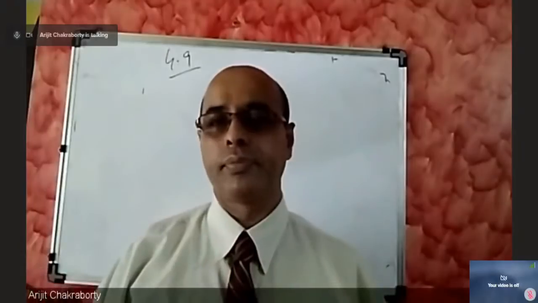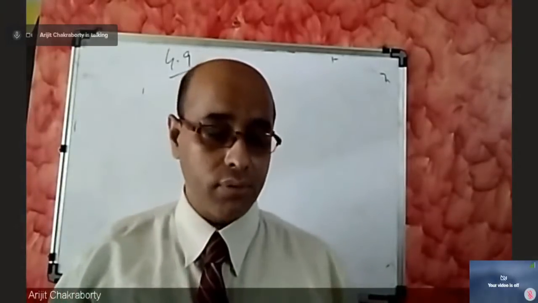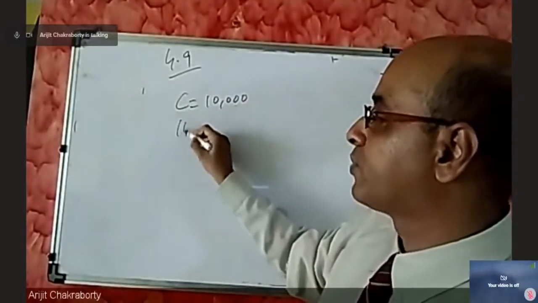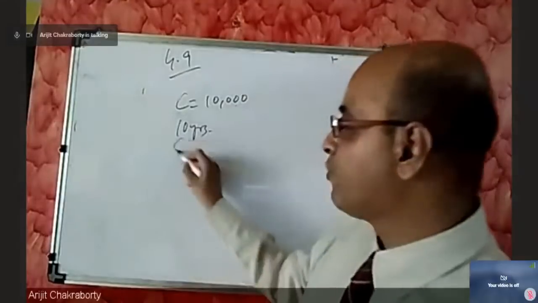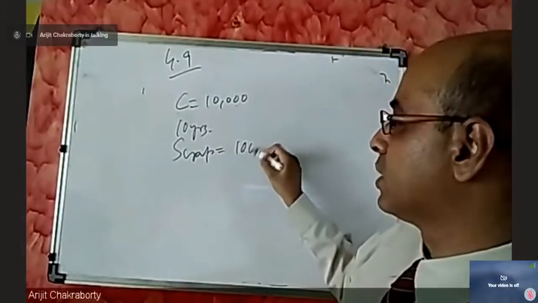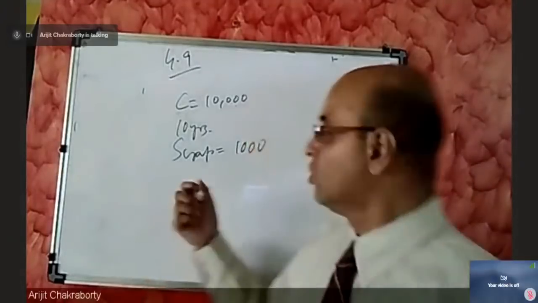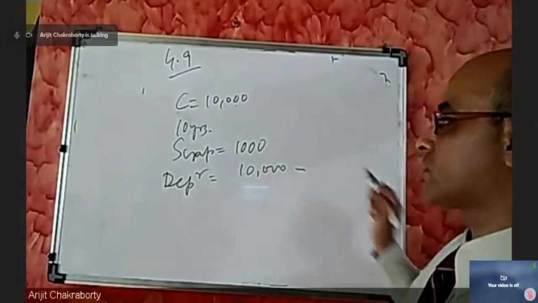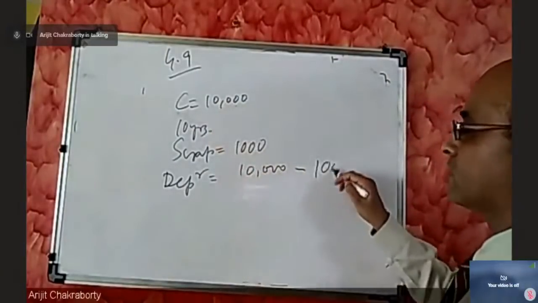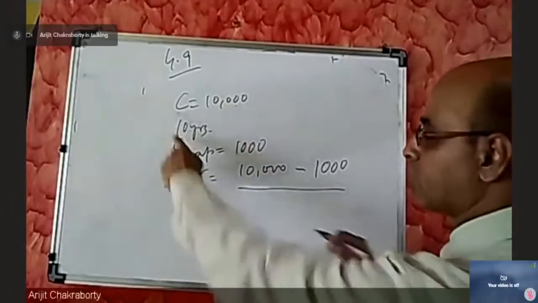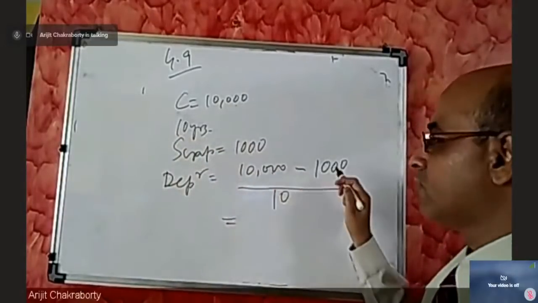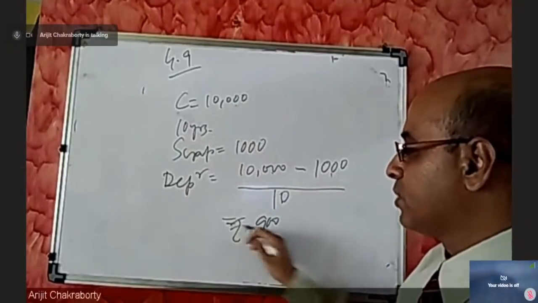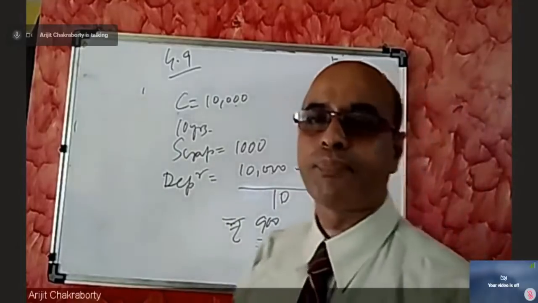a period of time. So, if I have a machine of 10,000 rupees, so the cost is 10,000 rupees and it has a life of 10 years and the scrap value is 1,000. Right, so depreciation is equal to 10,000, which is the cost, minus the scrap value, that is 1,000, divided by the number of years, 10. So 10,000 minus 1,000 is 9,000, by 10 is 900. So the depreciation per year is 900 rupees.